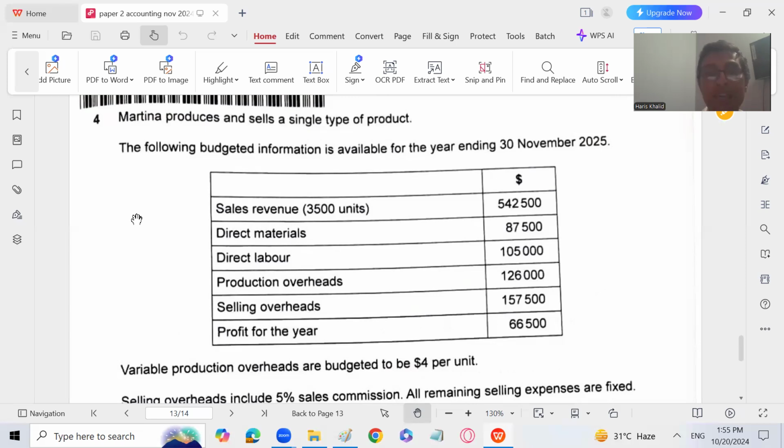If I make some mistake, please forgive me because I don't have a mark scheme right now. It is not available. I just got the question for now.